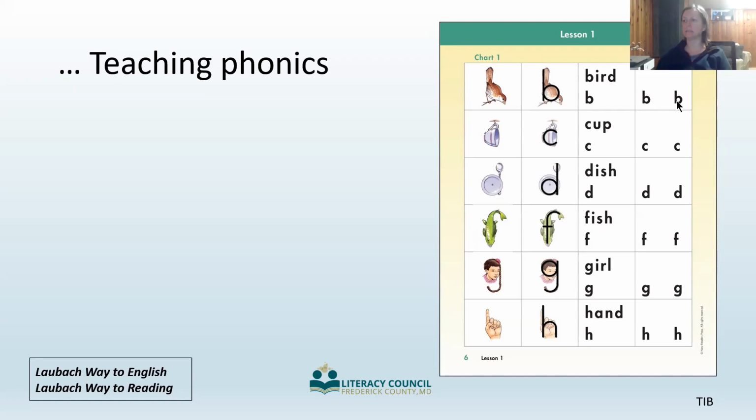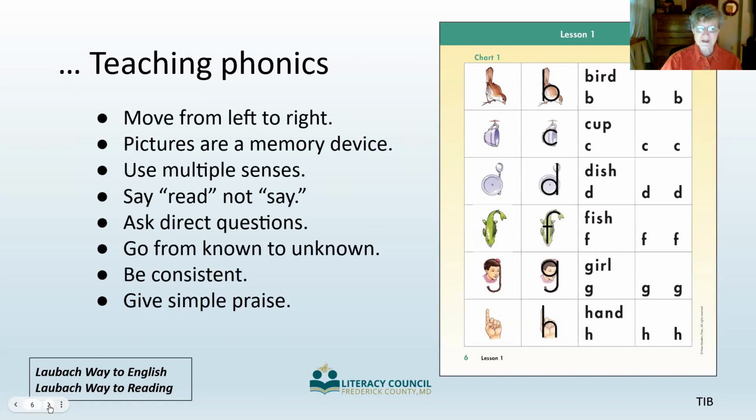And what's this? What's the sound of this letter? B. And what's the name of this letter? B. Very good. Okay, so we'd go on down the chart doing the same thing until we're finished. And the Laubach Teachers Edition has explicit directions and scripts for you to use. So it's all right there, even with pictures on where to point. All right, so let's go to the next slide.